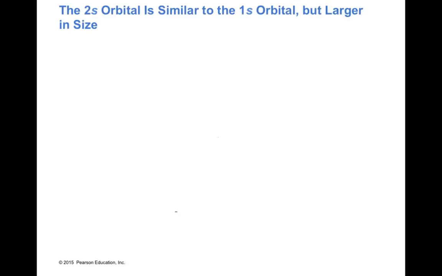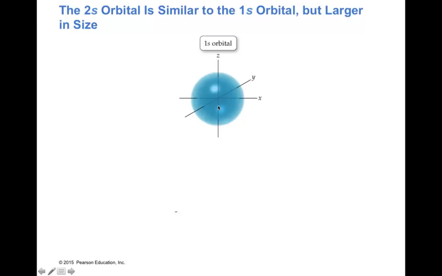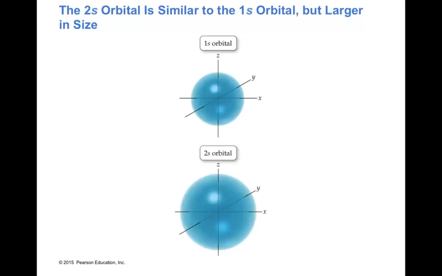The 2s orbital is similar to the 1s orbital but larger in size. So here we have an example of a 1s orbital and the 2s. Remember that the 2 is the number of the shell, and the s represents the subshell. The subshell s has the form of a sphere, so the 2s is going to be the same as the 1s but larger. Because it's an s subshell, the shape is always going to be a sphere, but in this case, it's going to be larger. For the 3s, it's also going to be a sphere, but larger than this one.